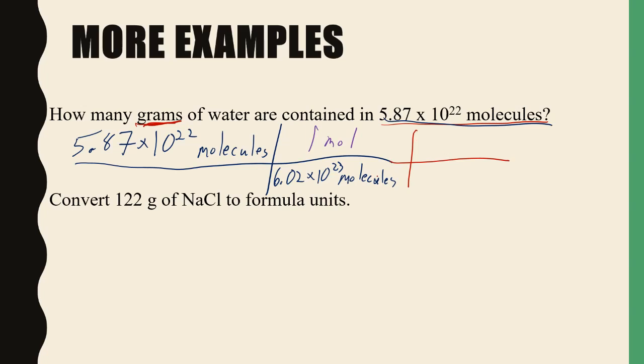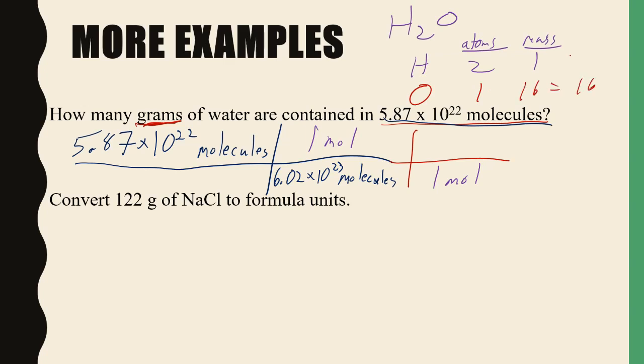And for every 1 mole of water, so water is H2O. So that's hydrogen, 2 atoms of hydrogen. Each one has a mass of 1. And oxygen, I might as well switch because I learned in the last one. And each one has a mass of 16. So 16 plus 2 is a total of 18 grams. So that's 18 grams in 1 mole.